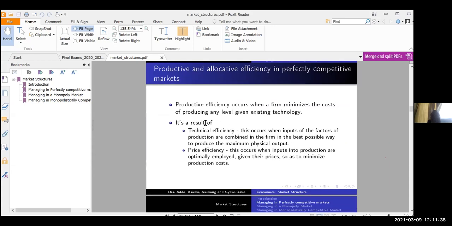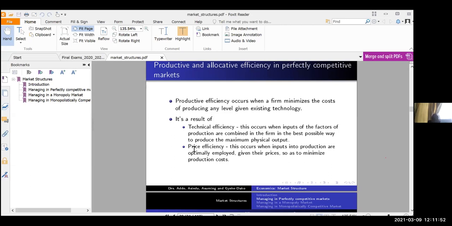It is a result of two efficiencies. So under productive efficiency, you have technical efficiency and then price efficiency. Okay. So under this broad concept, productive efficiency, you need to be technically efficient and you should have price efficiency. Technical efficiency occurs when inputs, so that is where your technical skills come in, how you combine the inputs. It occurs when inputs of the factors of production are combined in the firm in the best possible way to produce the maximum level of output. So how do I combine my capital and labor, the number of workers and capital stock, to produce the highest output? Okay. So here you see that it's not talking about cost directly, but more on the management of your resources, the inputs that you have, to produce the maximum output.